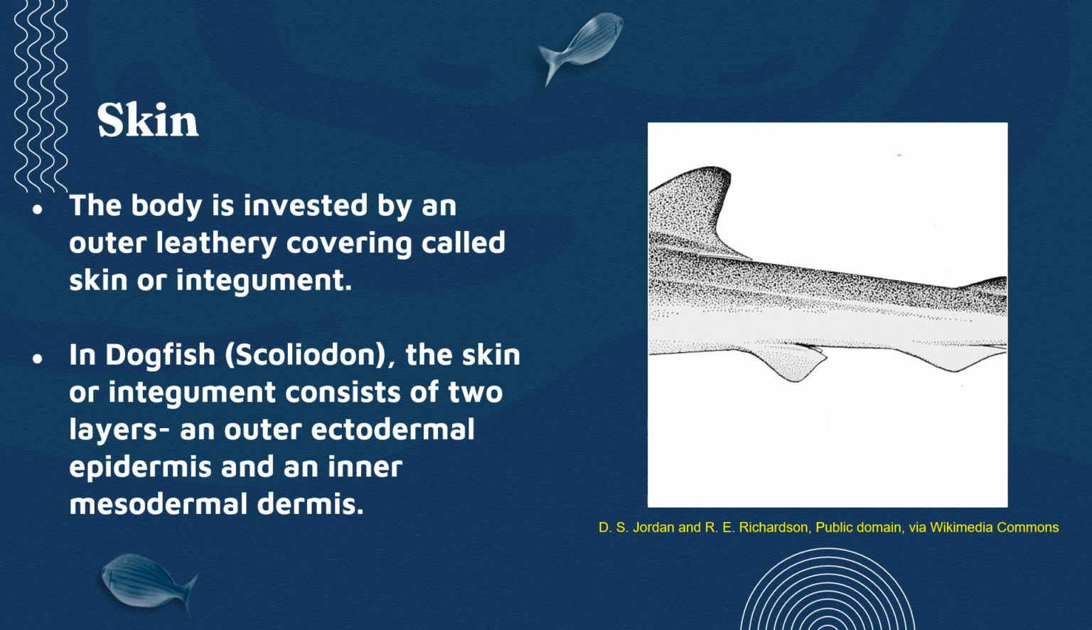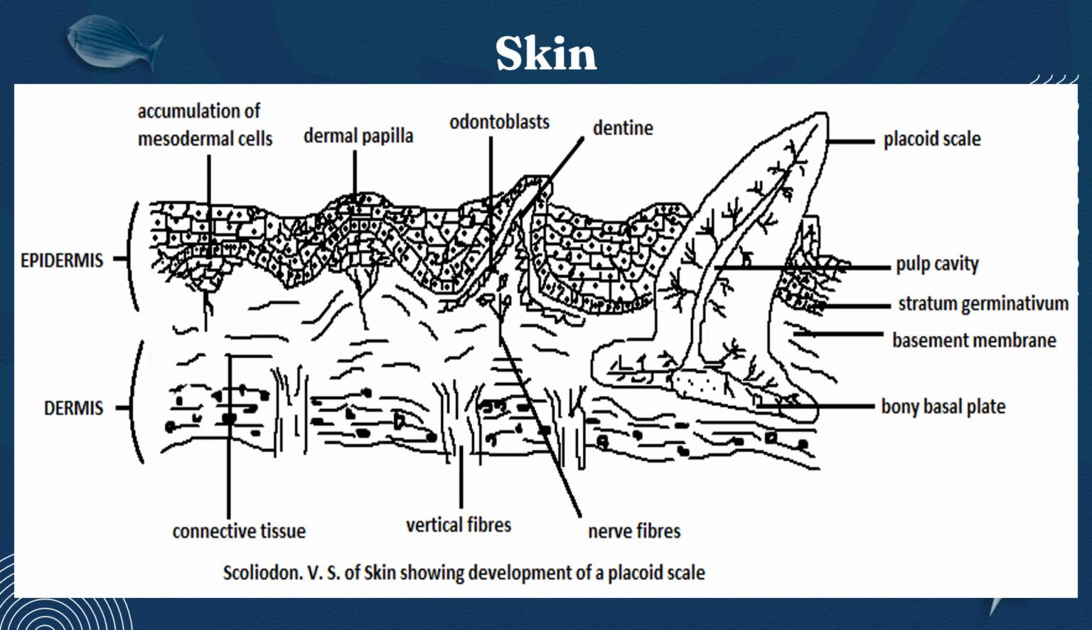The body is invested by an outer leathery covering called skin or integument. In dogfish, the skin consists of two layers, an outer ectodermal epidermis and an inner mesodermal dermis. The epidermis is composed of many layers of epithelial cells, amongst which are interspersed numerous unicellular mucous glands secreting mucus for lubricating the body surface.